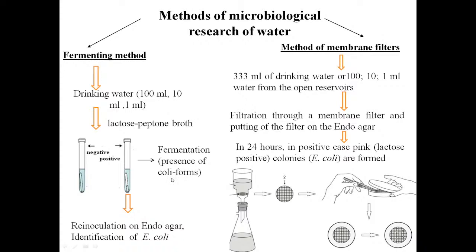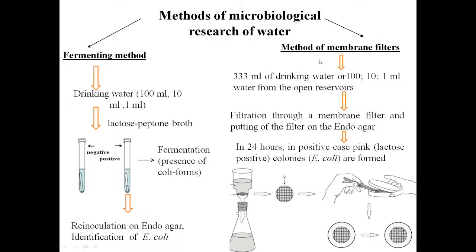What does it mean? We have said that coliforms are gram-negative, non-sporing bacteria that are able to ferment lactose into gas. So if there are bubbles of gas, it means the presence of coliforms. Then we should take some material from this tube and re-inoculate on Endo agar. You remember that Endo agar is a differential medium for E. coli. This medium becomes pink in the presence of E. coli.